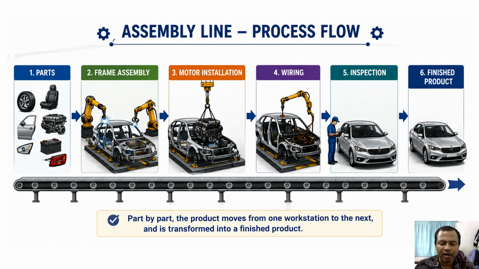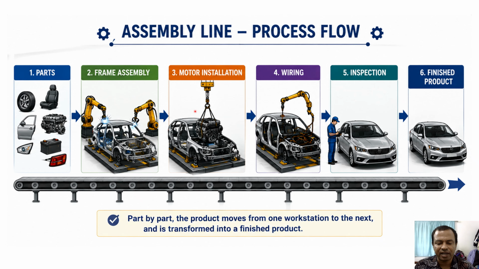Then it will come out as the finished product. So an automobile assembly line is shown here. These are the parts for this particular assembly line. There may be many assembly lines in an automobile factory, but this is a particular assembly line. Here parts like wheel, seat, door, engine, battery, etc. are the parts. Then the frame is there. That frame is already made from some other assembly line.